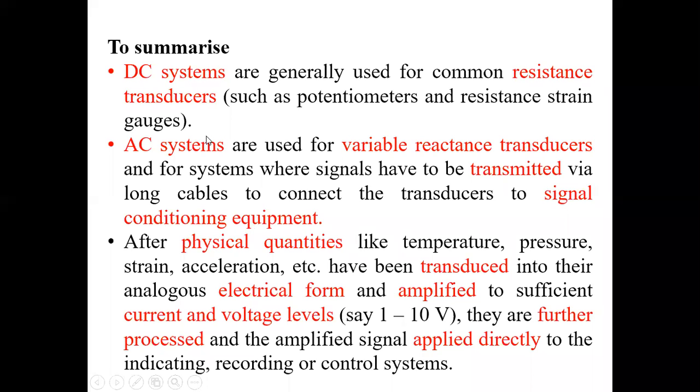Okay, so here the physical quantities like temperature, pressure, strain, acceleration are transduced into their analogous electrical form, amplified to certain levels, and further processed by the signal condition system and applied directly to the indicating devices or record devices or control systems. Okay, this is how the signal condition system works.